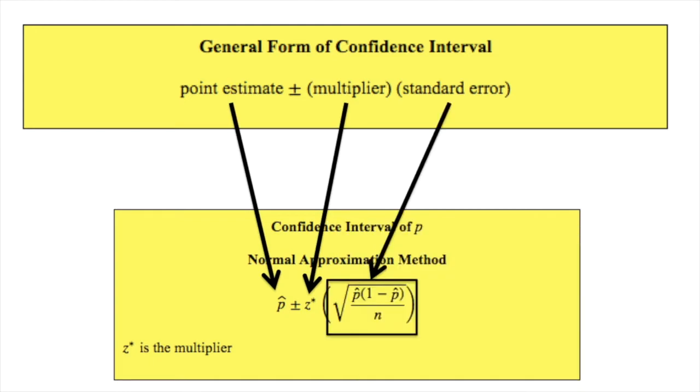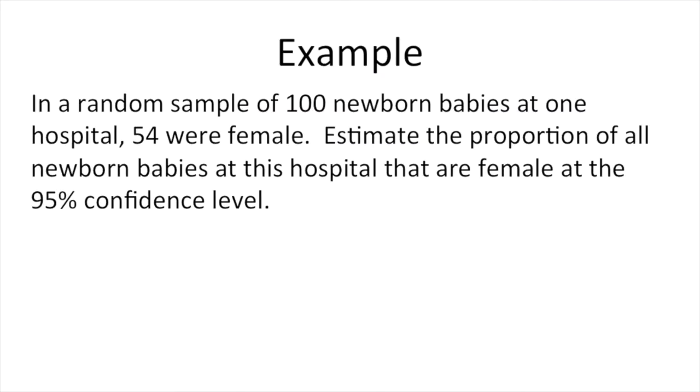Finally, the standard error. Recall, because we do not have the population proportion, we're going to estimate it using our sample proportion. So our formula for the standard error is going to be the square root of p hat times 1 minus p hat divided by n. Let's look at an example.